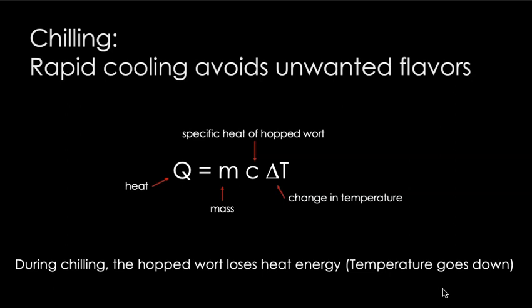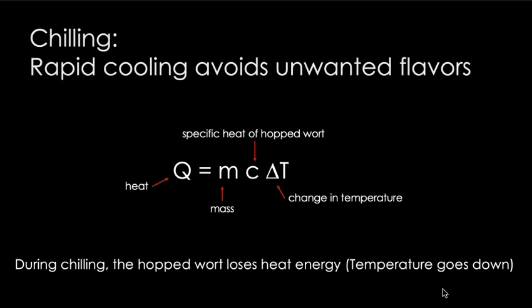The energy that we need to take out of the hop wort is given by this equation, where capital Q is the heat, M represents the mass of our hop wort, C is the specific heat of hop wort, and that's a property of materials, and delta T is the change in temperature. It is the difference between the final temperature, which has to be smaller than the boiling temperature, which I will say is 100 Celsius.